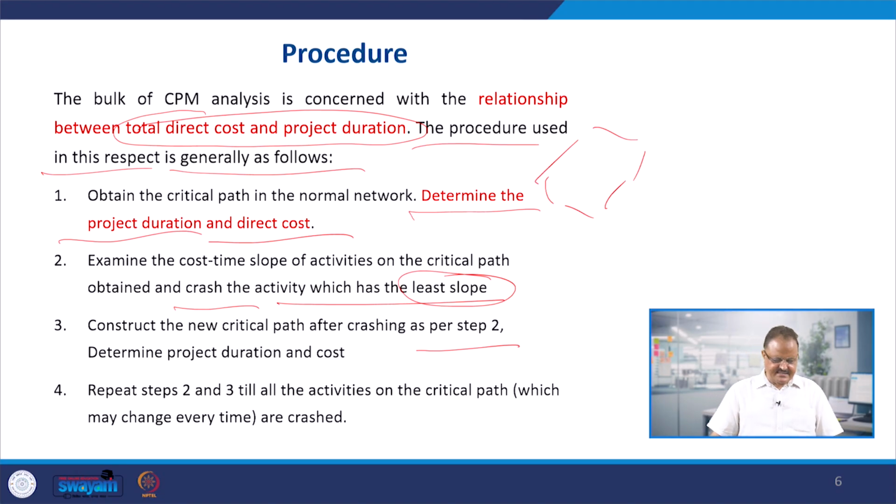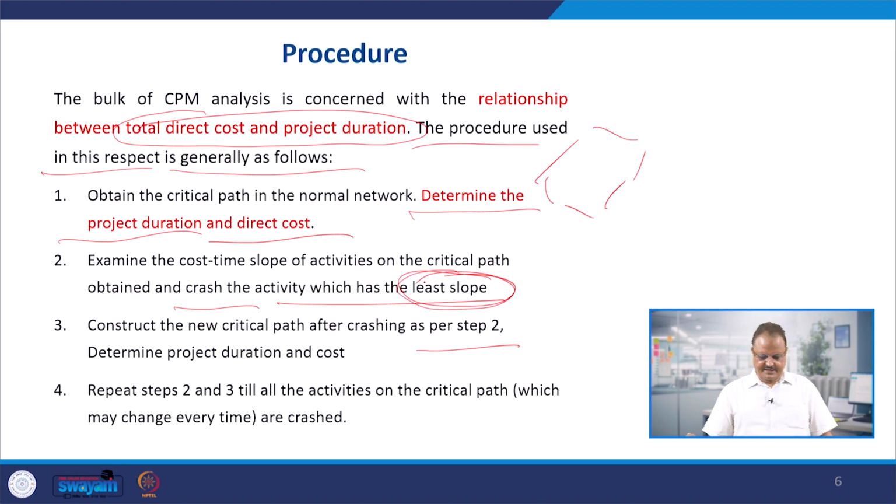So let's go through the steps once again. Obtain the critical path in the normal network, determine the project duration and direct cost. Then examine the cost time slope of the activities on the critical path obtained and crash the activity which has the least slope.